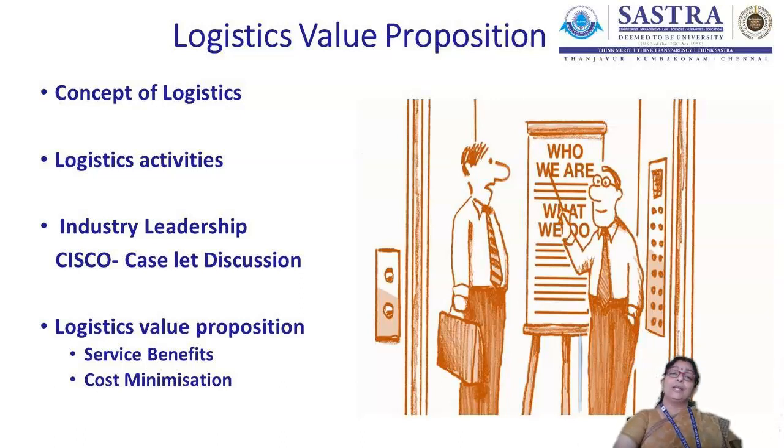Logistics should be managed as an integrated effort to achieve customer satisfaction at the lowest possible cost. So this has created a value. What we need to consider here as value: customer responsiveness is one value, minimizing the cost is another value. So we put it in this value proposition model under two different heads. One is our service benefits, that is customer responsiveness. The other one is cost minimization.